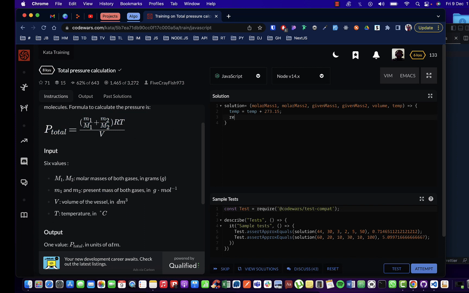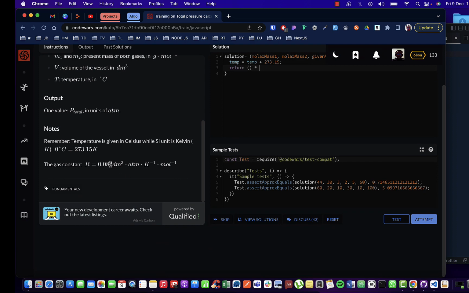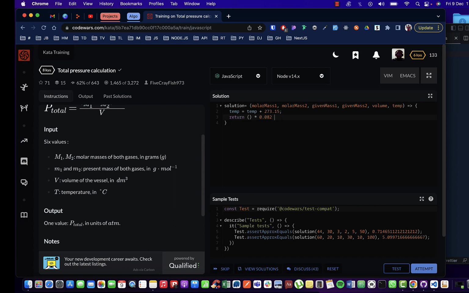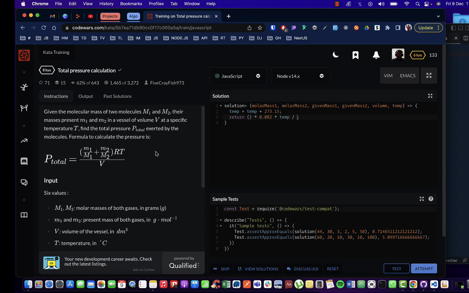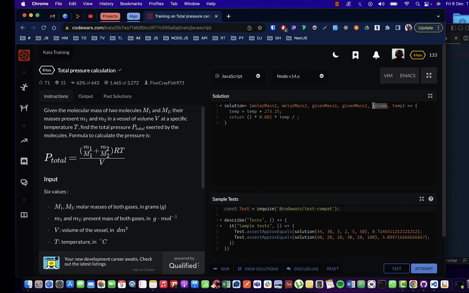Now we are meant to represent this formula. So to do that, we will return first what will be inside this bracket here, then multiplied by the R, which is going to be this constant we have here, right? Then multiplied by the T, temperature, which is this temp, which we've converted to Kelvin, right? And finally divided by the V, which is the volume.